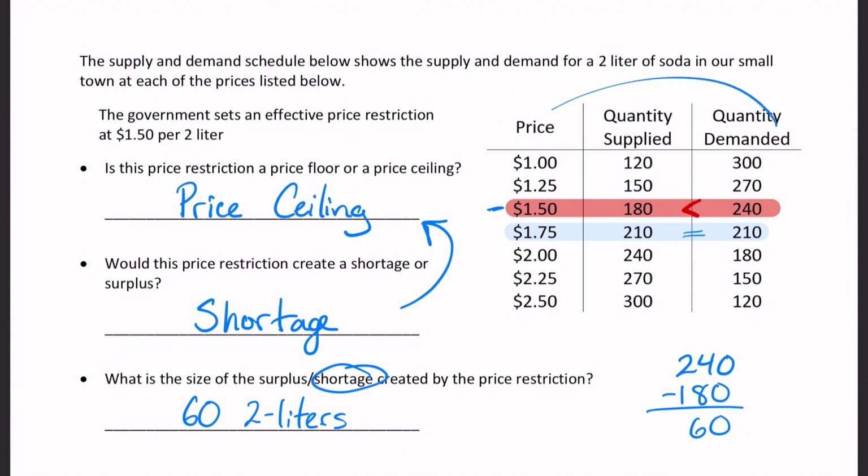So again, just make sure that you are comfortable with this and you can work through that and determine the quantity supplied versus the quantity demanded at different prices. Do we have a surplus? Do we have a shortage? Are we at equilibrium, or what's going on?